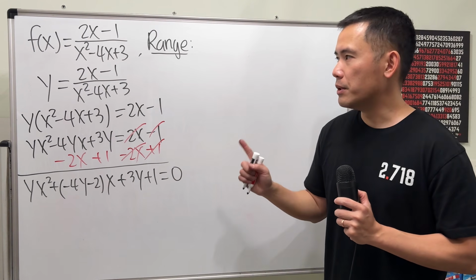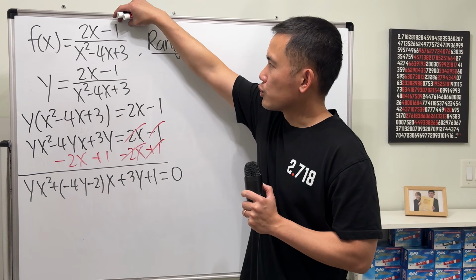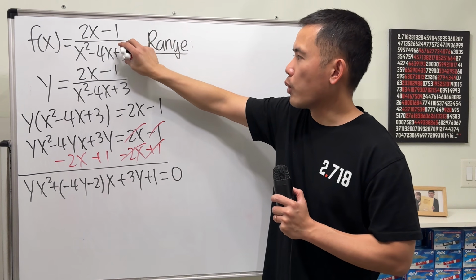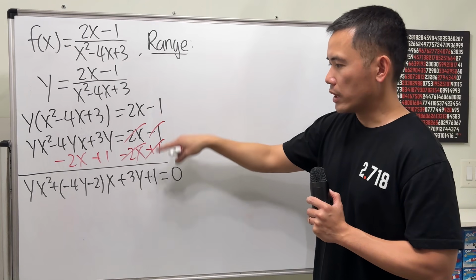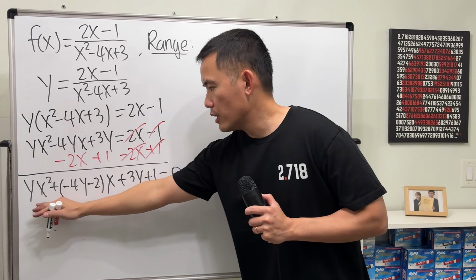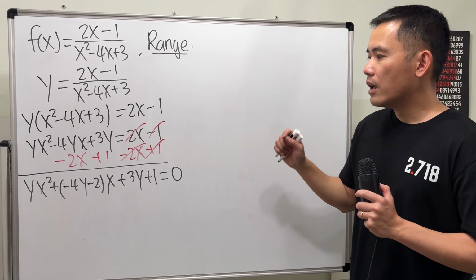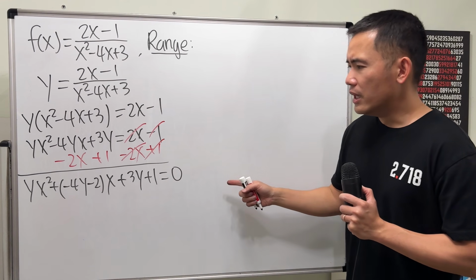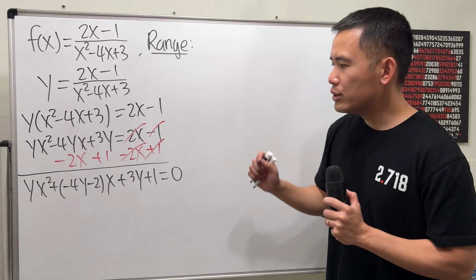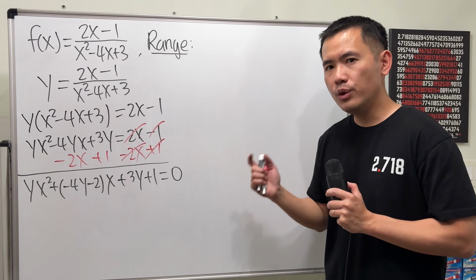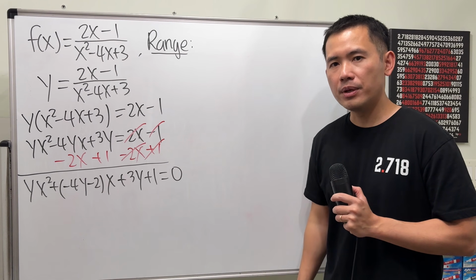And this is what I was mentioning. If you have a quadratic or linear on the top over a quadratic or linear on the bottom, this right here will always be a quadratic at this stage, and we can use the following idea. Now, we have to make sure this quadratic equation actually has solutions, real solutions for x. How can we make that happen though?